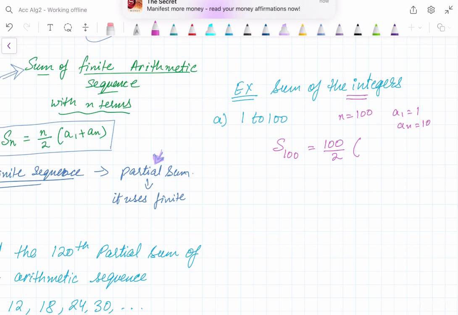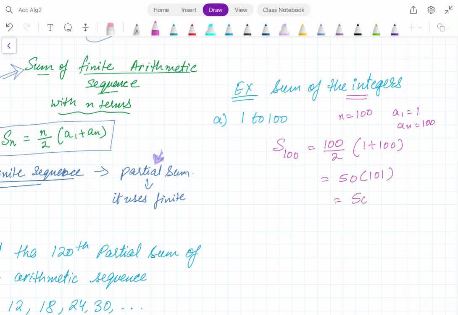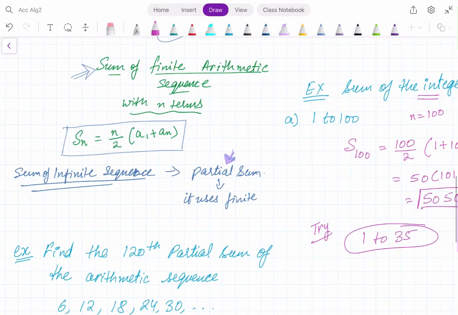is 100. So N is the integer, right? In this case, the last term is 100. So if I take the average of the first and the last term, and then multiply with the number of terms we are talking about, you will get the sum of the integers. So this is quite handy. Instead of adding all the numbers from 1 to 100, which is not possible in all scenarios, this formula comes really handy. You can pause the video and try on your own what will be the summation of 1 to 35. And let's move on.